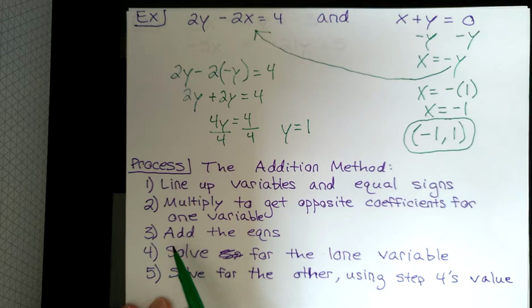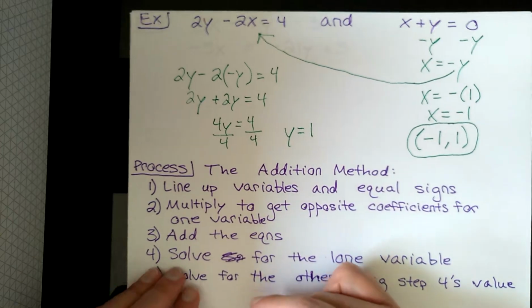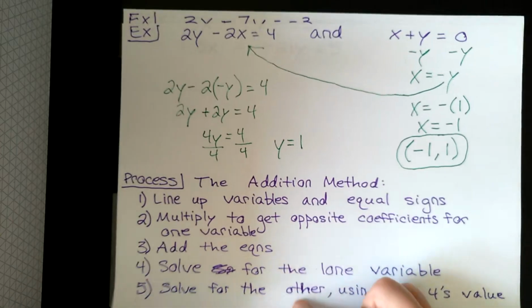From there, we will then add the two equations together because it's going to cancel out that variable that we just got the opposite coefficients for, leaving us with one lone variable that we can now solve for. And once we solve for that, just like with the substitution method, we will use its value to solve for the other variable. So let's go ahead and try this out.